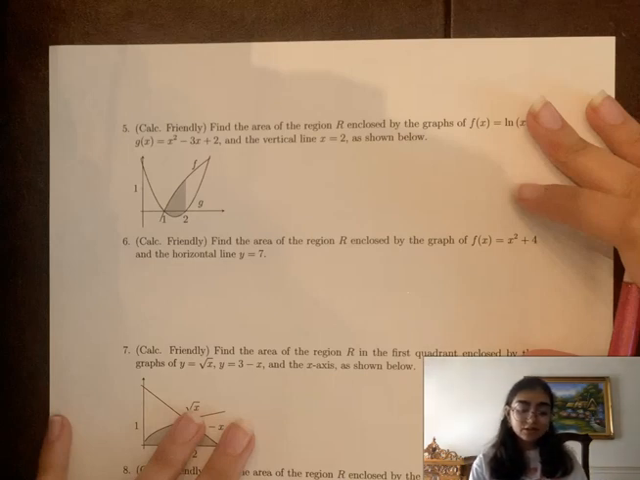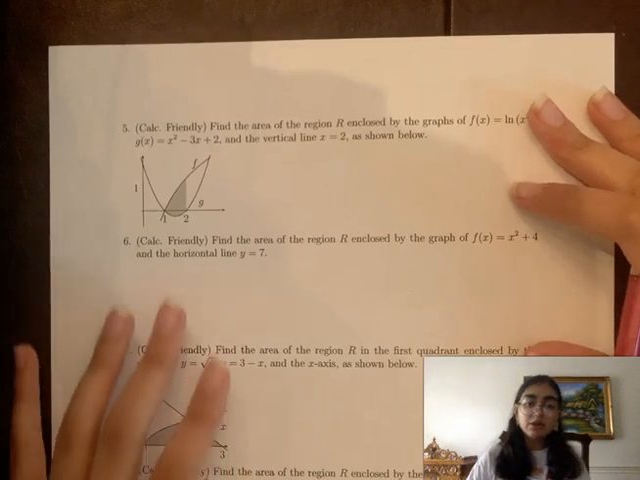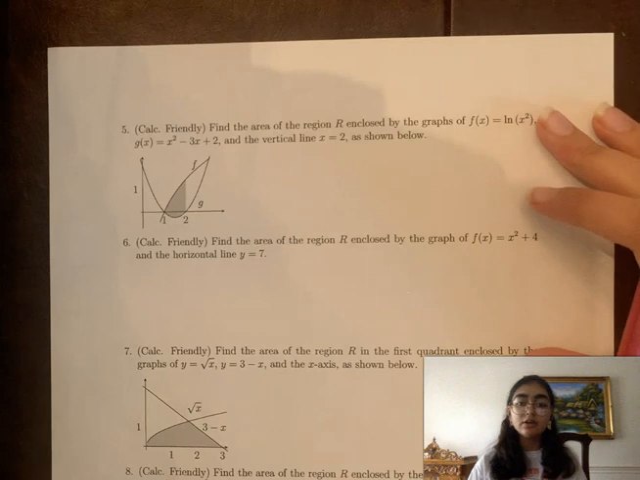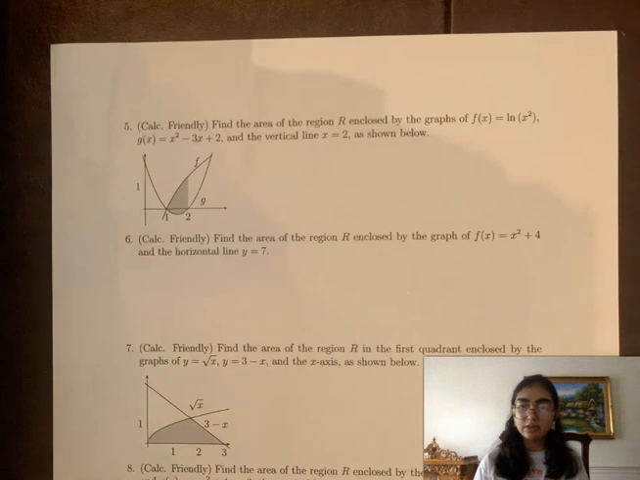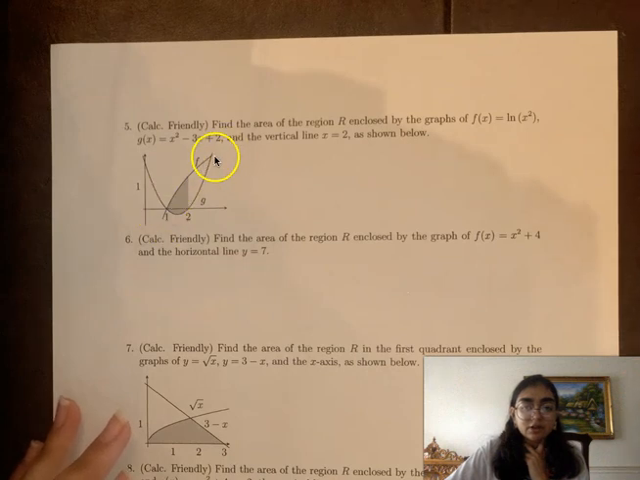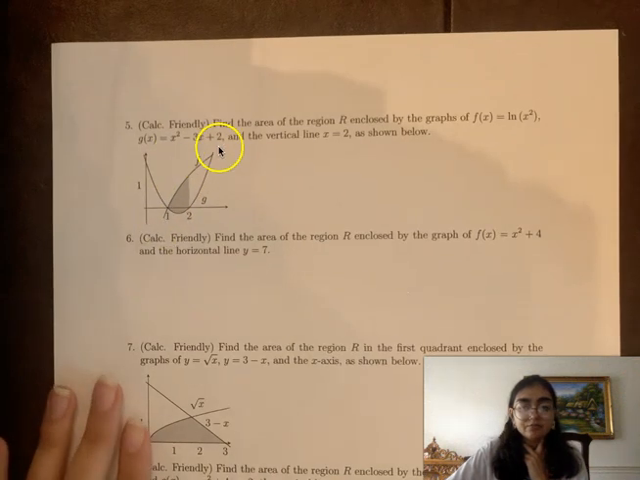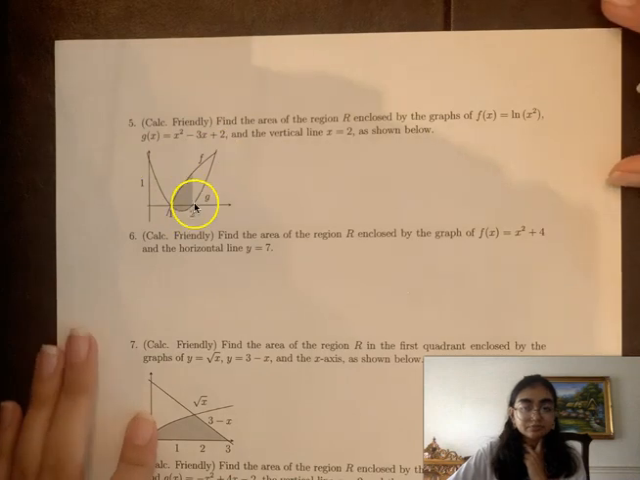For example, instead of typing in the top equation minus the bottom equation, you might switch it up and accidentally type in the bottom minus the top equation, and that could really mess up your answer. But anyway, let's get started on this first question. We have a region R, that's the shaded region, and we're trying to find the area of that. We have two graphs, ln of x squared and x squared minus 3x plus 2. So luckily for us, our graph is labeled. We see that f is this graph right here, and g is this one right here.